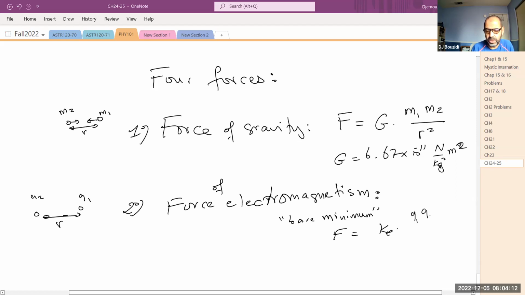So it's the product of the two charges divided by, again, the distance squared. Now, this force may or may not be positive. In a sense, it could be attractive or repulsive.